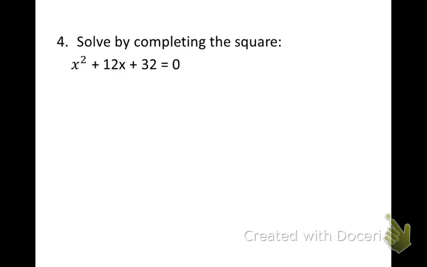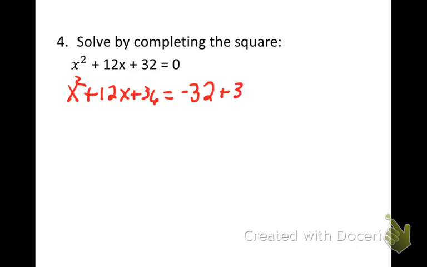So, alright, now we're going to solve by completing the square. So remember, we need to isolate the x squared and x terms. So I'm going to subtract 32 from each side, giving me x squared plus 12x equals negative 32. Take the b term, which in this case is 12. Take half of it and square it, so I'm really adding 36 to each side.